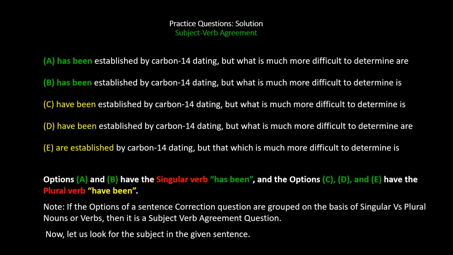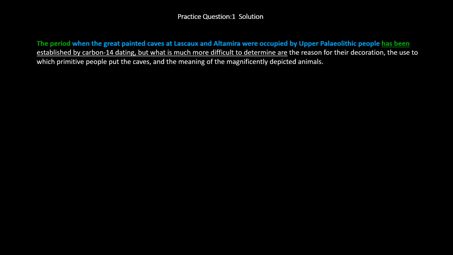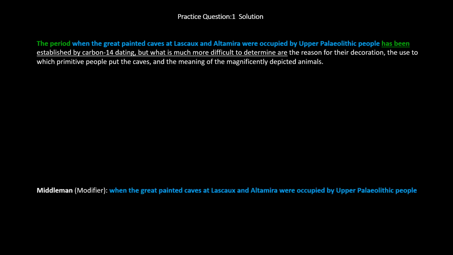In this sentence, the middleman or the modifier is when the great painted caves at Lascaux and Altamira were occupied by Upper Paleolithic period. So I eliminate the middleman. That is, it is a relative clause. After eliminating the middleman, I see a singular subject, that is the period, and a singular verb, that is has been.